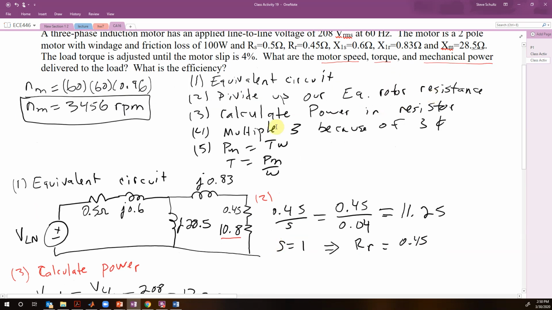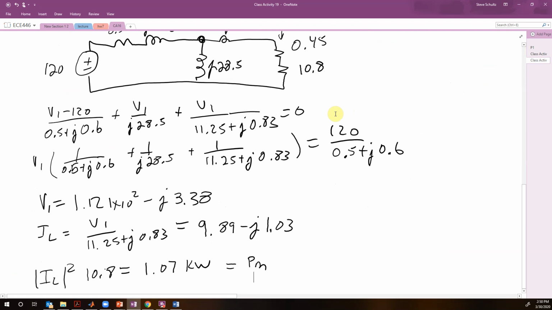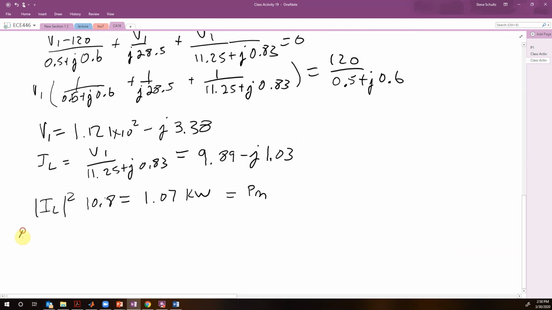Okay, so now we have to multiply this times 3. What are we on? Step 4. Which is equal to 3.2 kilowatts. Okay, so that's my mechanical power. I'm after my mechanical torque.